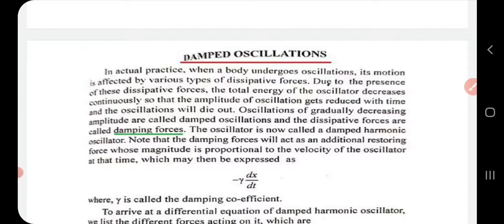its motion will be affected by various types of dissipative forces. Dissipative forces means something like frictional forces. Because of the presence of these dissipative forces, the total energy of the oscillator decreases continuously. So when the total energy of the oscillator decreases, naturally, the amplitude of oscillation decreases with time, and finally the oscillation will stop.